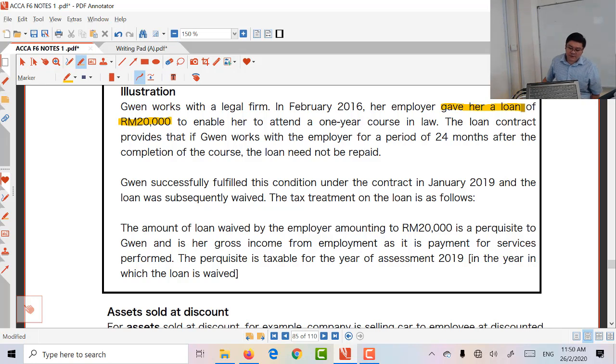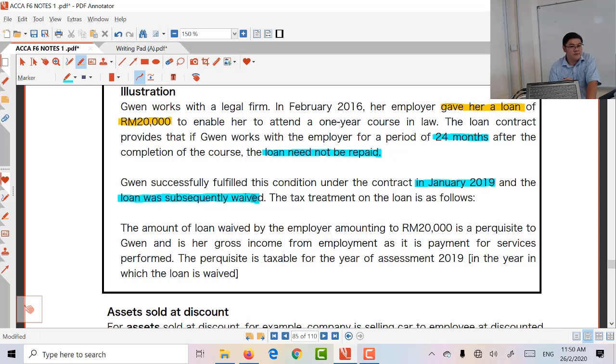Now, the loan contract provides that if Gwen works with the employer for a period of 24 months, then the loan need not be repaid. See that? So the term is such that if you join and continue for 24 months, the loan need not be repaid. So that's a waiver. That's not a scholarship. Now, Gwen successfully fulfilled the condition of the contract in January 2019. And now the loan was waived.